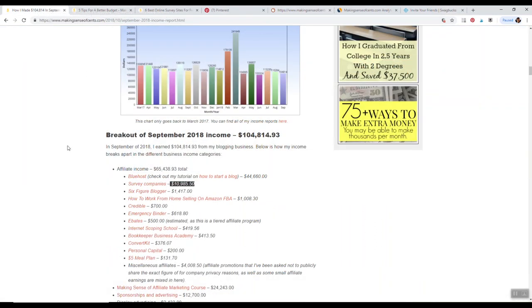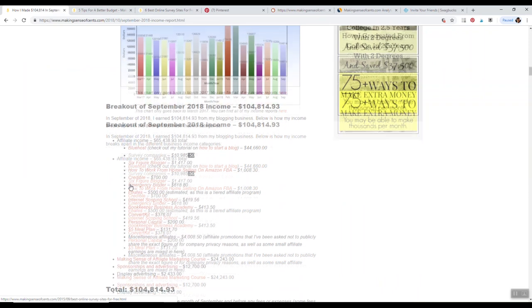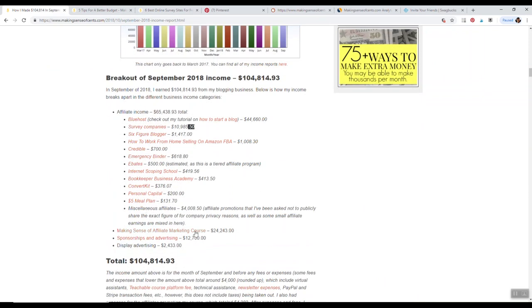Yeah, so I can see why this increases over time, because it makes sense. So she's got that, and she has a bunch of other ones that are doing really well. But then her next big one is her own personal course and sponsorship and advertising. So basically she's making money from advertising, she's making money from her course, and she's making money from Bluehost and survey companies.